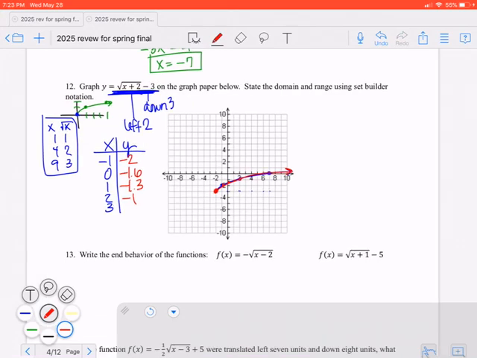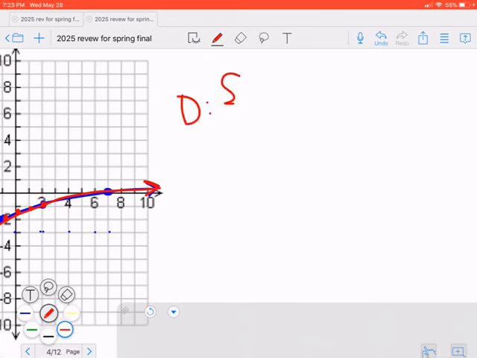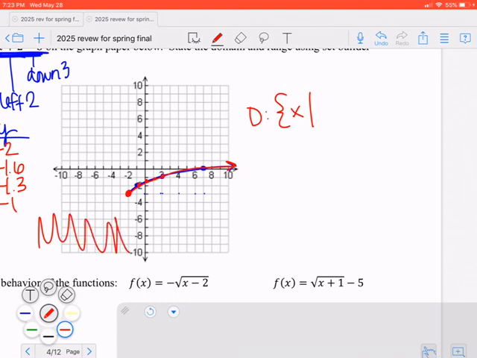State the domain and the range using set builder notation. All right, our domain, x such that, so domain is left to right. So starting on the left, the graph does not exist. Boom, it starts right here at negative 2 and goes forever to the right. So x is greater than or equal to negative 2.